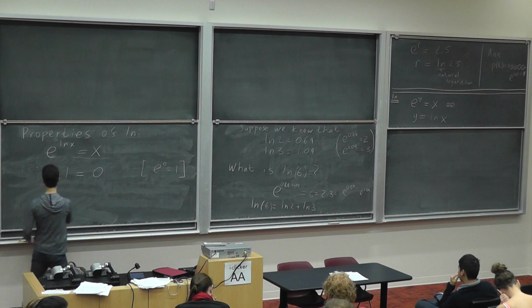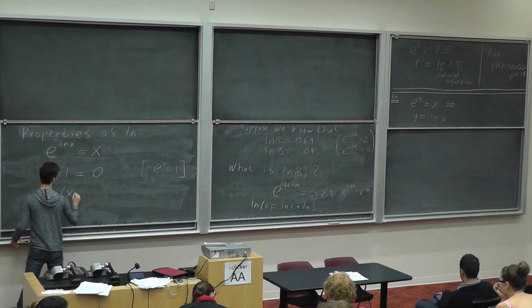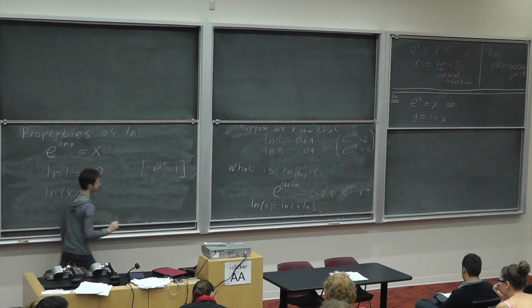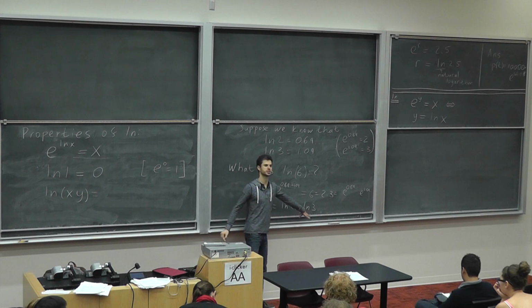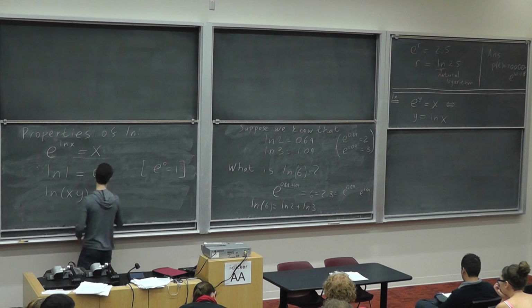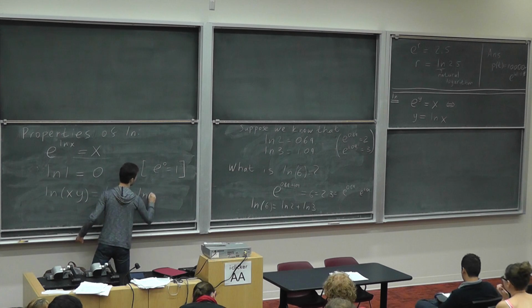Well, more generally, if I have the logarithm of x times y, the logarithm of a product of two numbers, the result is going to be ln of x plus ln of y.